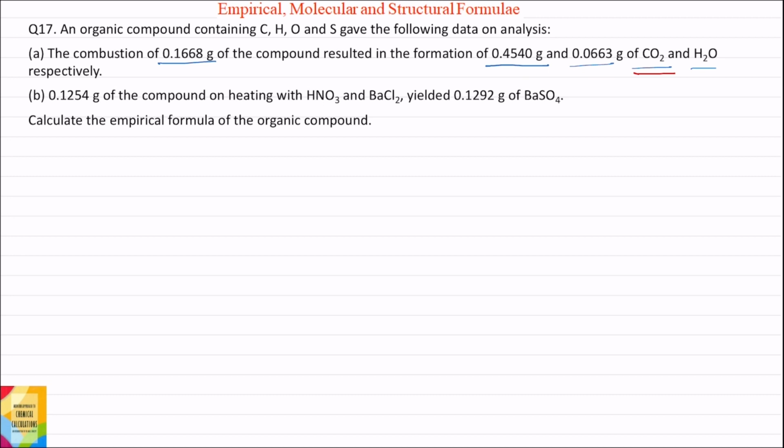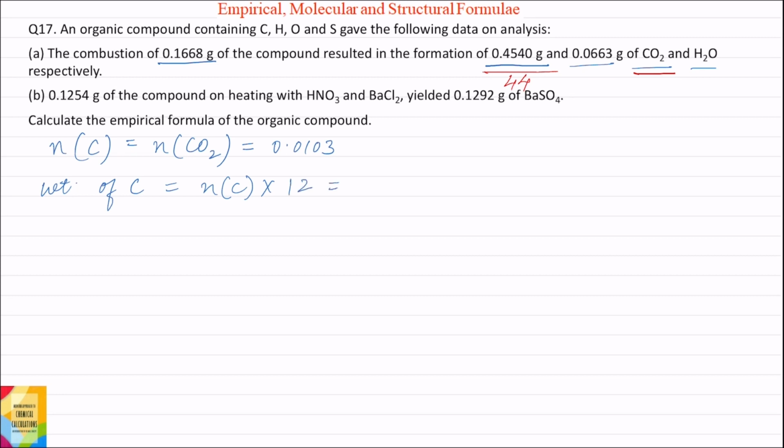So 0.4540 divided by 44 will give moles of carbon dioxide, which is equal to moles of carbon. So moles of carbon is equal to 0.4540 divided by 44, and this is equal to 0.0103 moles. And weight of carbon will be equal to moles of carbon multiplied by atomic weight of carbon, that is 12, and this is equal to 0.1236 gram.